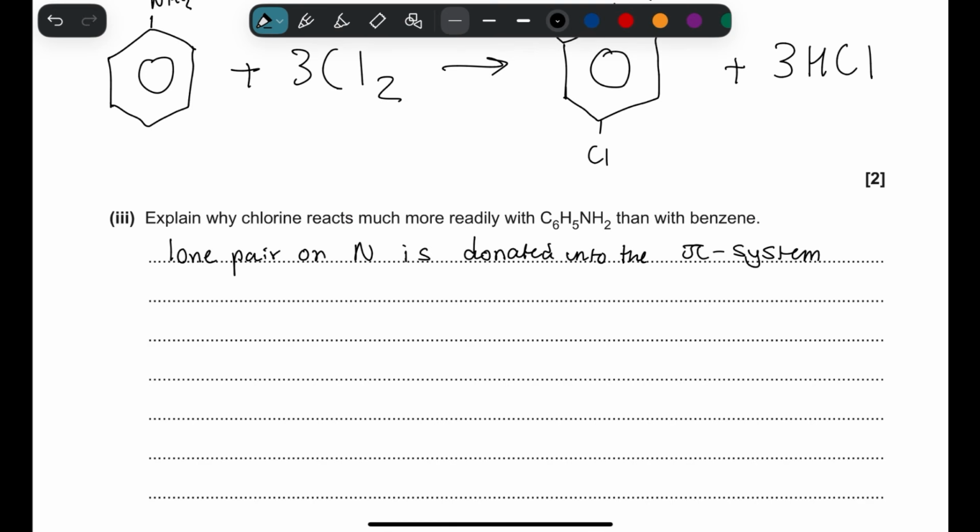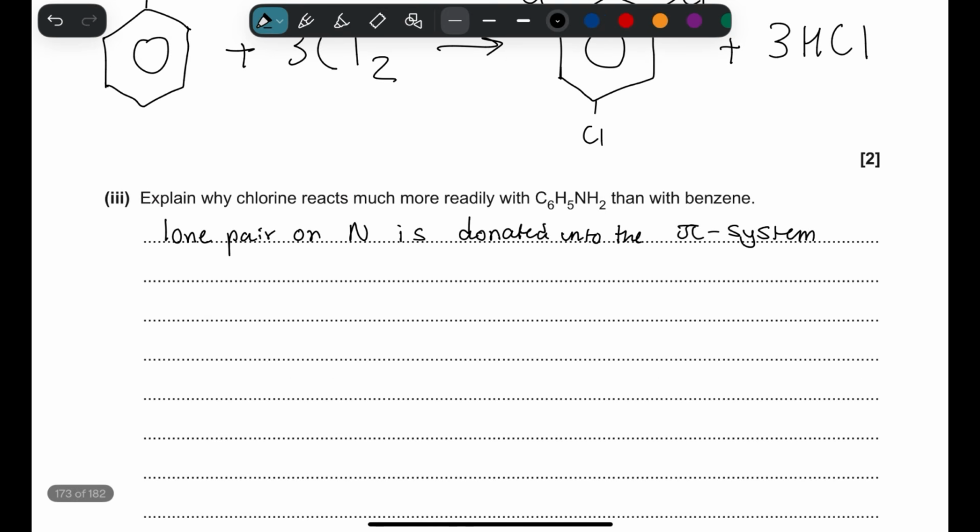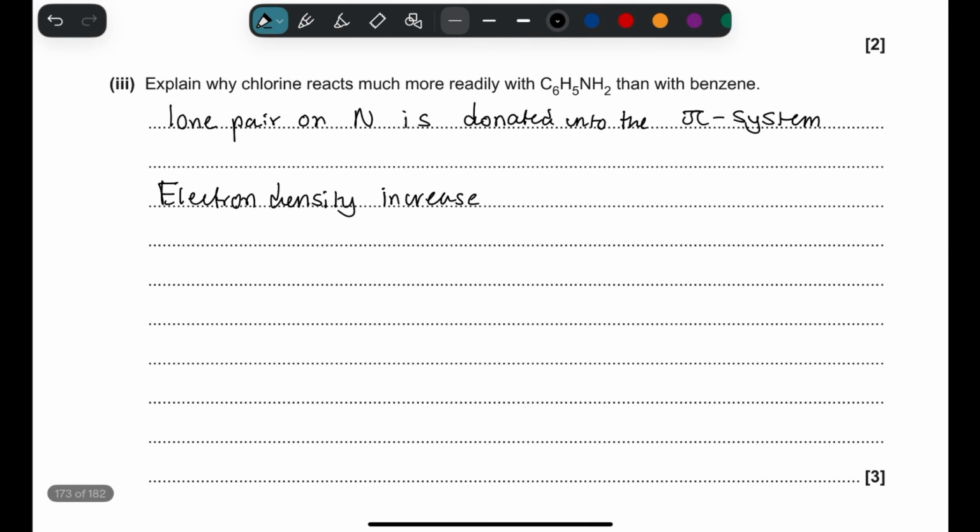So because it's donated to the pi system, what happens? Well, we have a higher concentration of electrons. So if we have a higher concentration of electrons, what you want to say, key terminology, is electron density. So electron density is going to increase. And because electron density is greater, we're thinking, okay, remember in electrophilic substitution, the electrons from the delocalized pi ring want to attack the electrophile. Does that make sense? Or it wants to attract the electrophile more. So that's what we're going to say: if we have an increased electron density, then we're going to attract the electrophile more strongly.